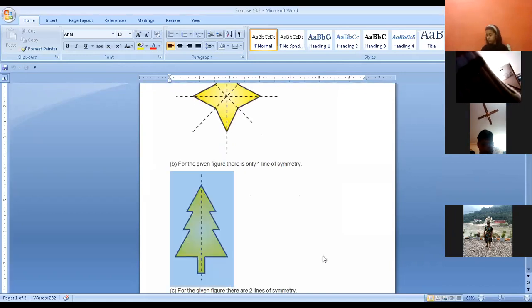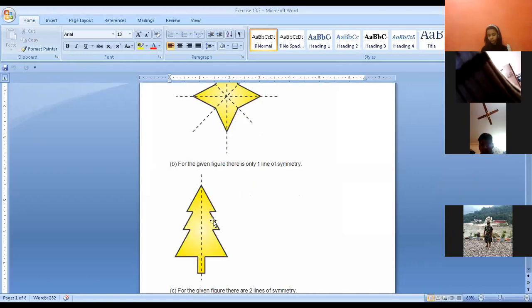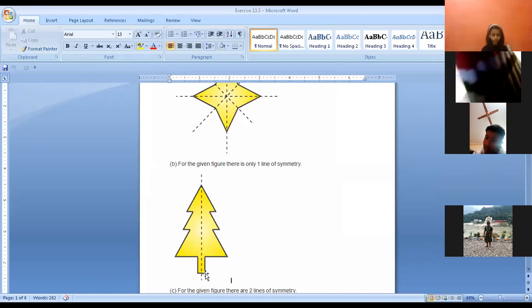Next is 1 line of symmetry. You can see this Xmas tree. In this tree, you can see only there is 1 line of symmetry in this second figure. Draw 1 line of symmetry in the second figure.